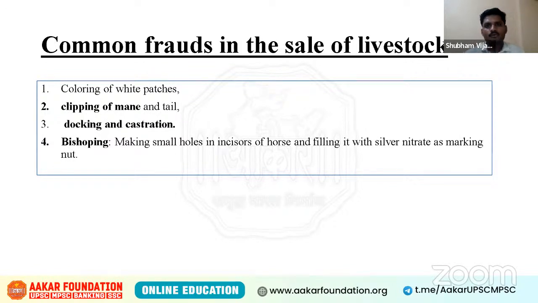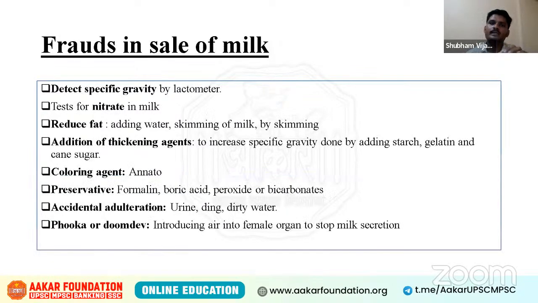Every type of fraud in the sale of livestock, meat or milk is punishable under Indian Penal Code section 420, and bestiality is punishable under section 377. Now the next one is the sale of milk. Here, we will see what different tests and what different additions can be done. We can detect the specific gravity by the lactometer, because people do this here.